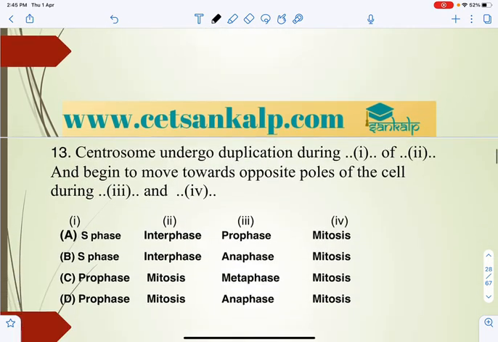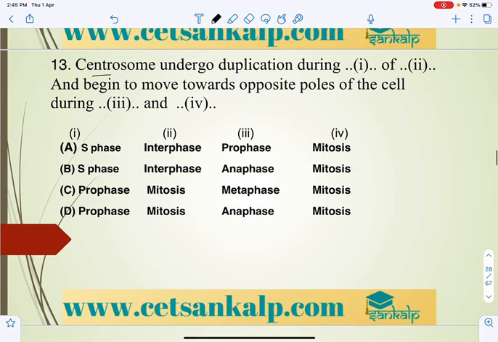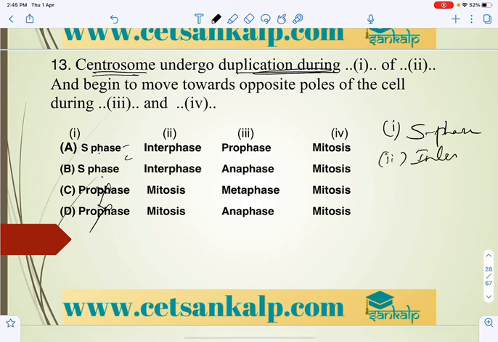So next, centrosome undergoes duplication. Centrosome means paired centriole, so the paired condition undergoes duplication. Where exactly does the duplication take place? Generally we know that almost all the organelle duplication takes place in S phase. So one is S phase. And S phase comes under interphase.